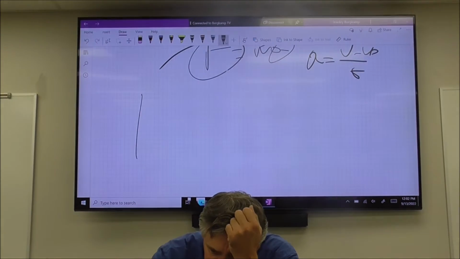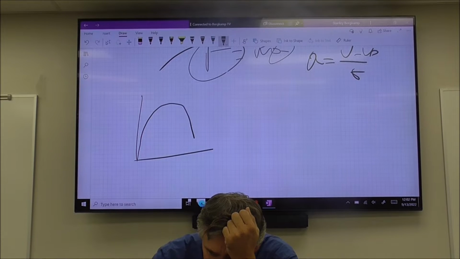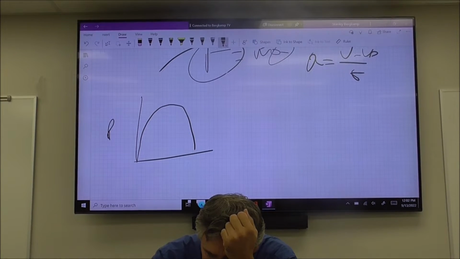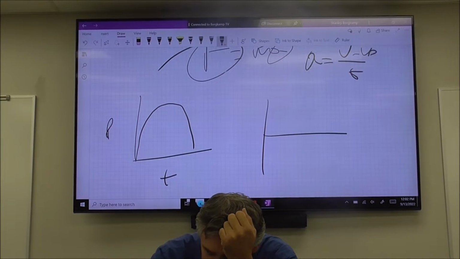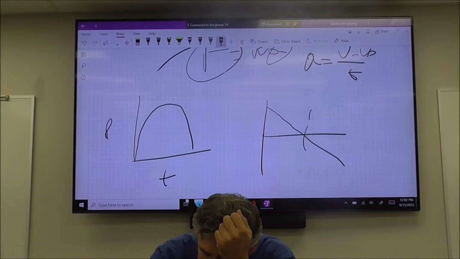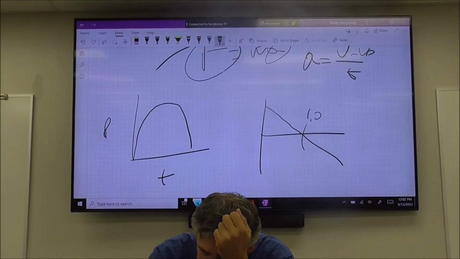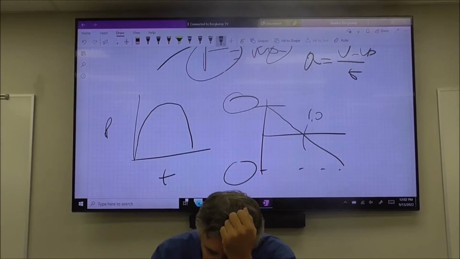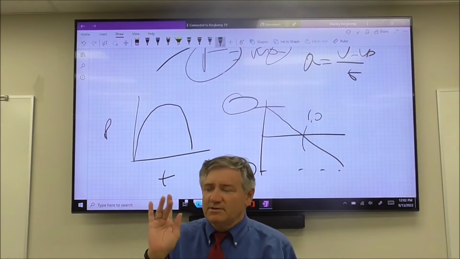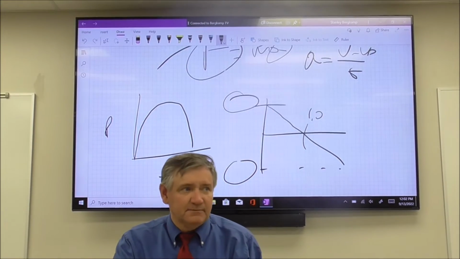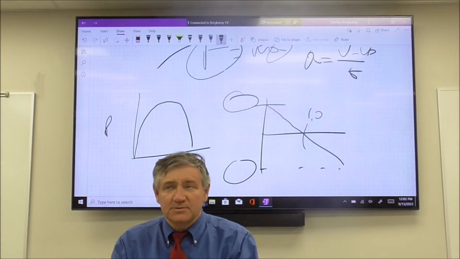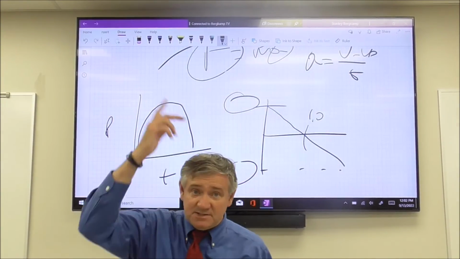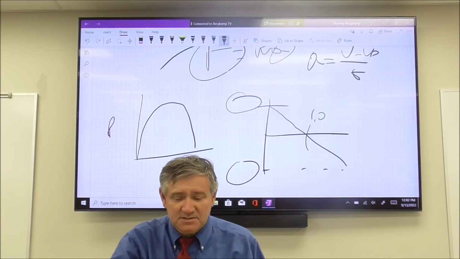So, here's what that should look like. Your position time graph is going to look something like this, and your velocity time graph is going to look something like this. And you're supposed to come in here and write down these velocities. So here's how you can tell if you got this problem right. Okay? Ball goes up to a height of 5 meters, which is about twice the height of the ceiling. So it's a pretty good toss.